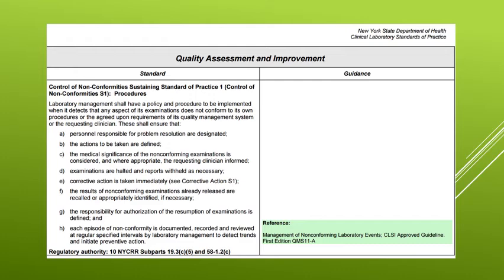Non-conformity sustaining. This is really just an example of what happens when something doesn't follow your procedures. What are you supposed to do? So this is really how your incident reports are controlled. This is telling you you have to have incident reports. So somebody makes a mistake, somebody doesn't follow procedure, you have to do something, okay? That's what this standard is saying, okay? You're not allowed to just say, oh, she'll get it right the next time.